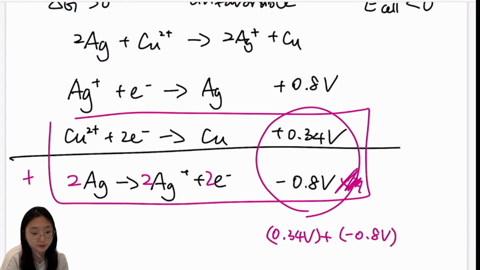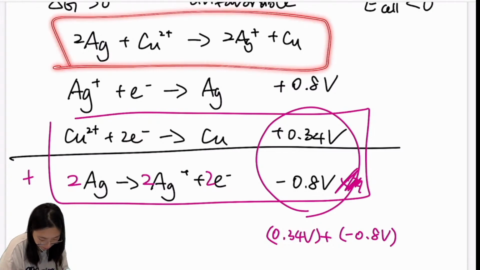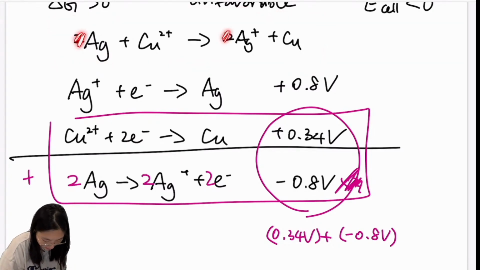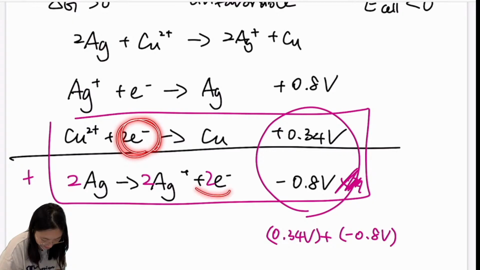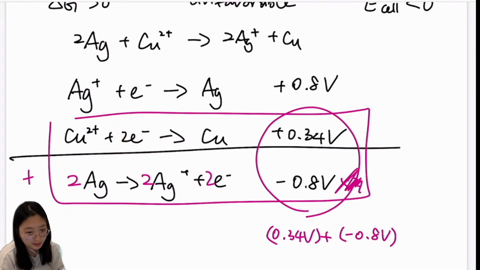Yes, when you write the official reaction, you will have to include the 2. You will have to multiply by 2. This is a balanced equation. If you put only 1 silver, then to be honest, this is not balanced, because the number of electrons do not match. You need to have the same number of electrons on the reactant side and on the product side.